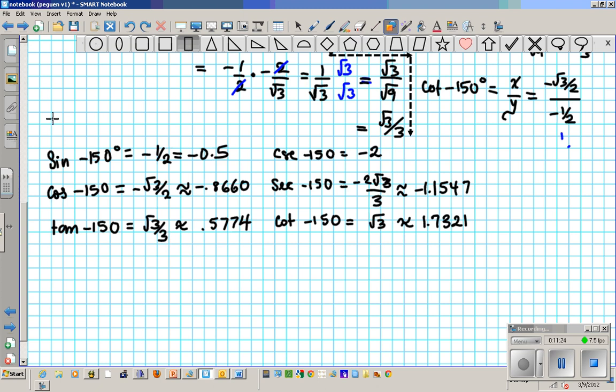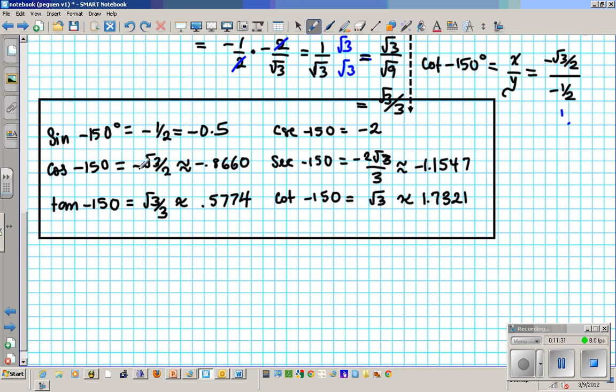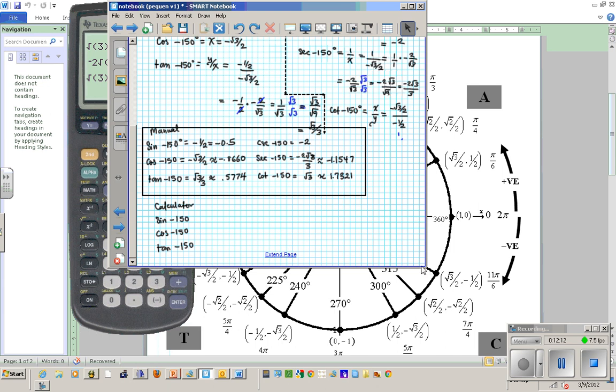Now, you're going to use your calculators to verify that these answers are correct, okay? So this is our manual results. And then let's do the calculator results. Calculator results has to match, or else we're wrong. We're going to do sine negative 150, cosine negative 150, all of them using our calculators, tan negative 150. Let's do those three first and make it smaller. Put this to the side.